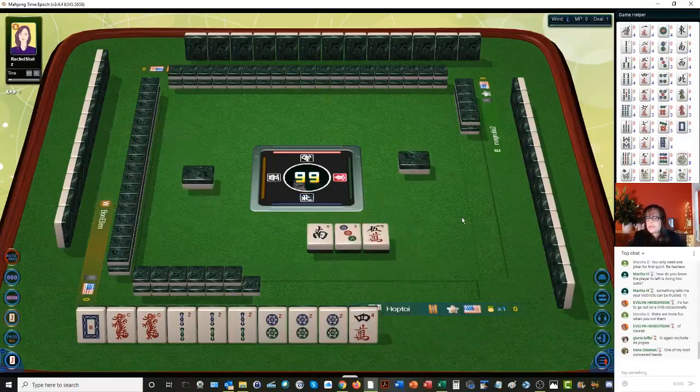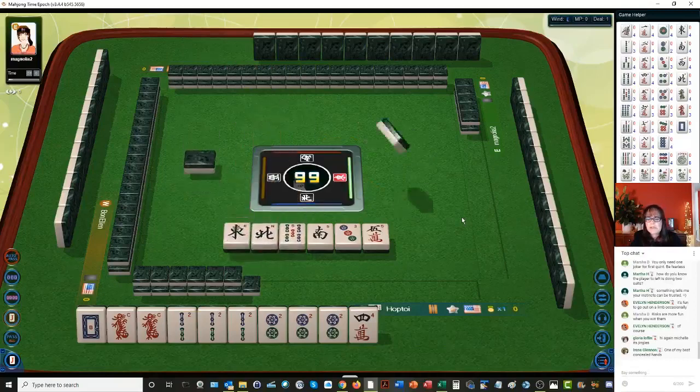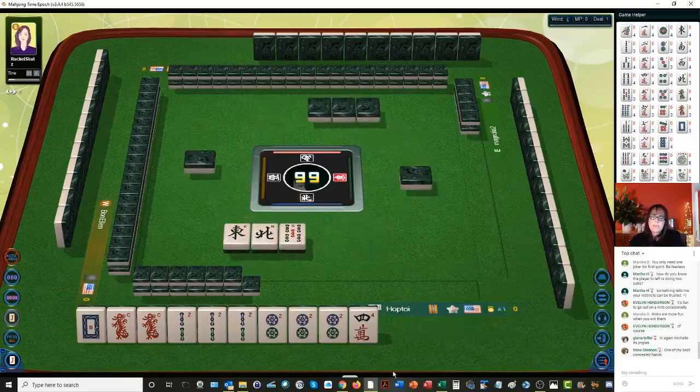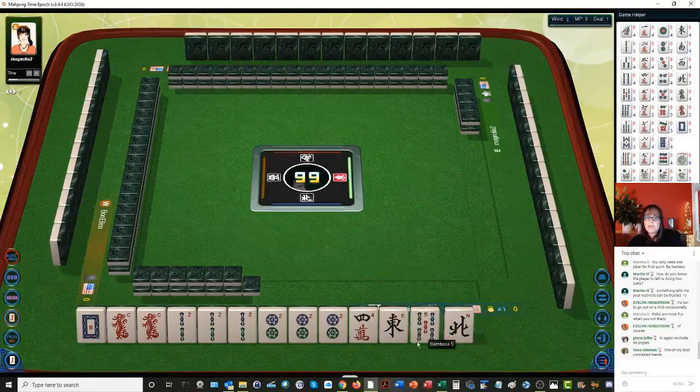Boy, this Charleston went long. This Charleston took like 12 minutes. We haven't even gotten into the pick and discard phase of the game yet. It looks like nobody's playing wins. We're going to discard those first.